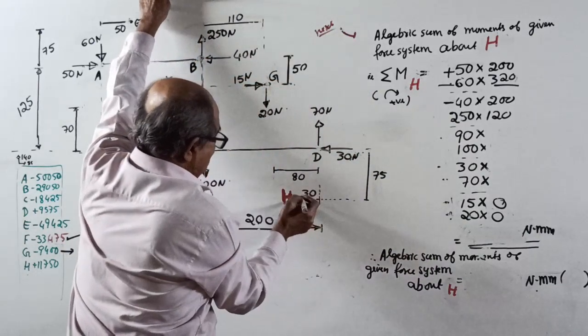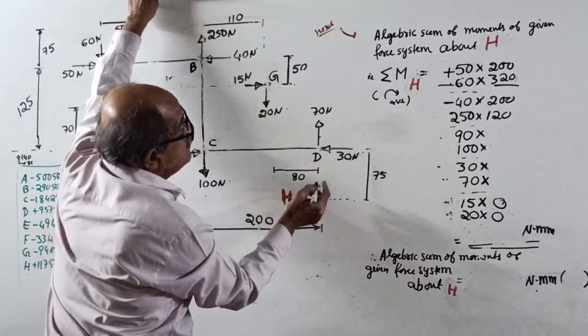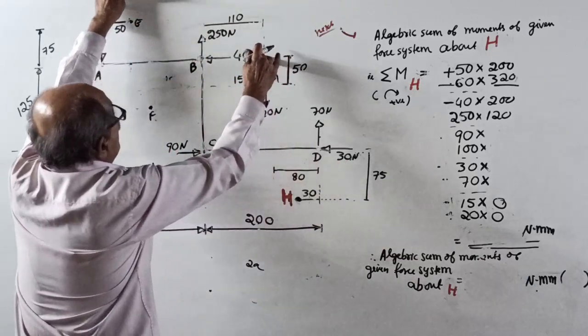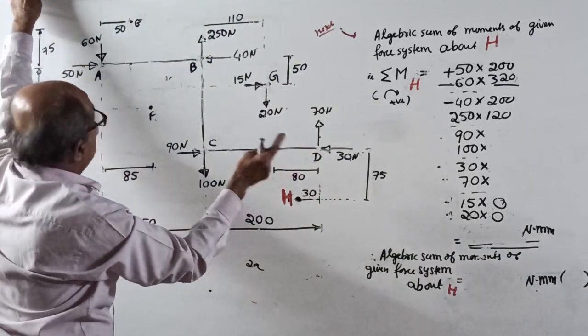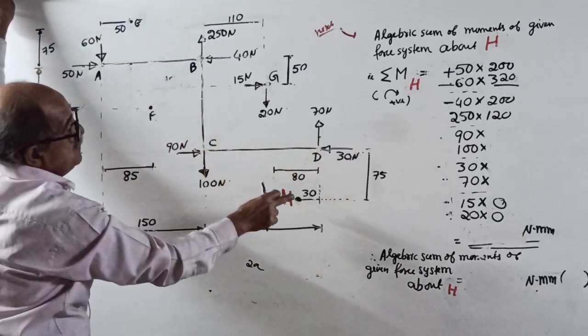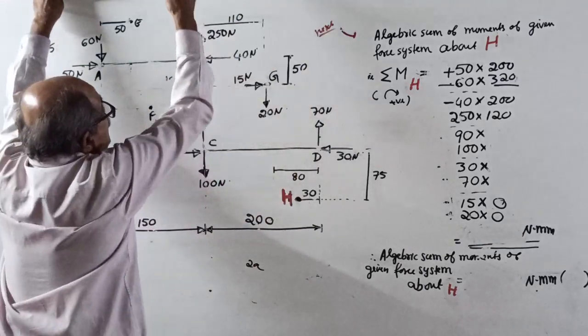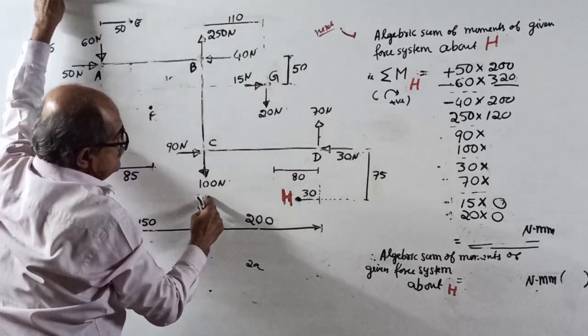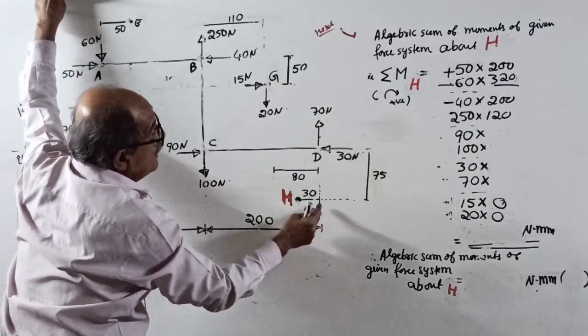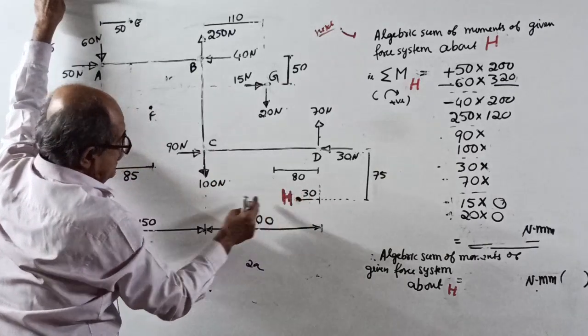Okay, 1 minute now. See, H point, you are doing which force? 40 over. 40 into how much? 125 plus 75 is 200. Okay, then 250 into 110 now. What 110? 250 into this distance is from 200, subtract 30, it is 170.